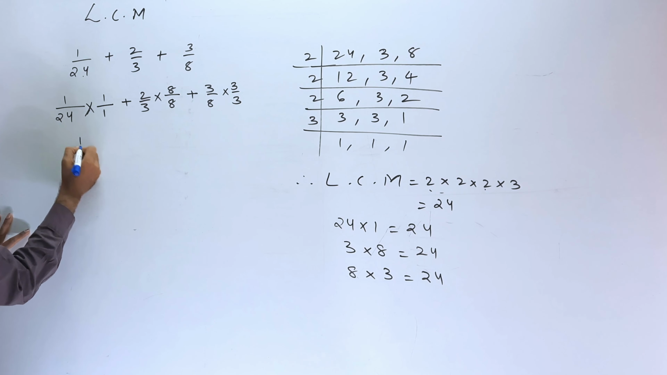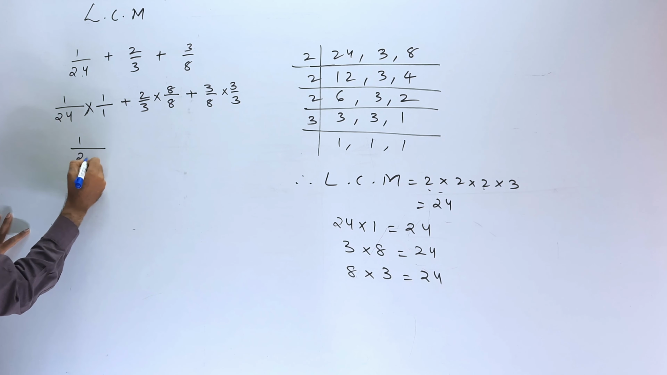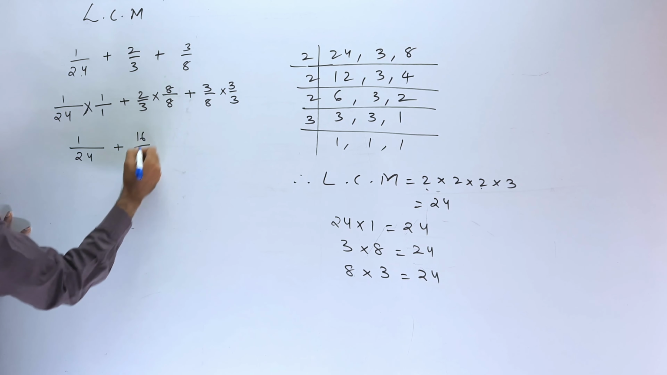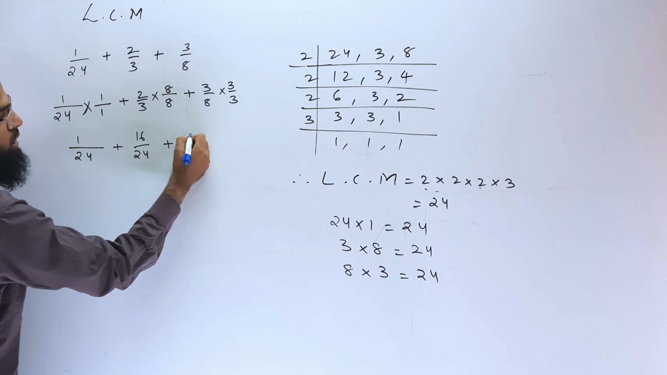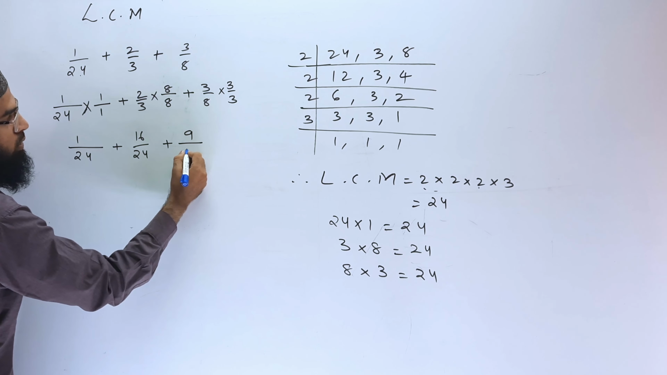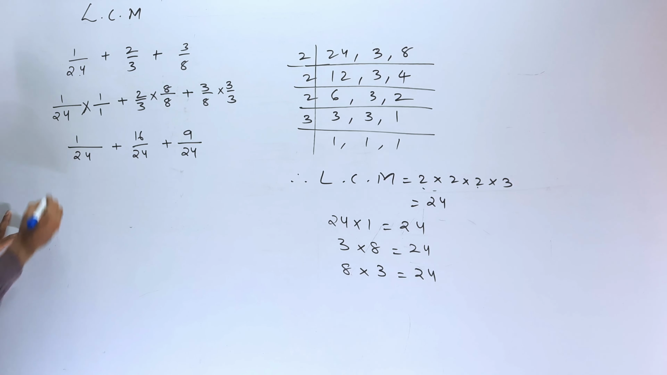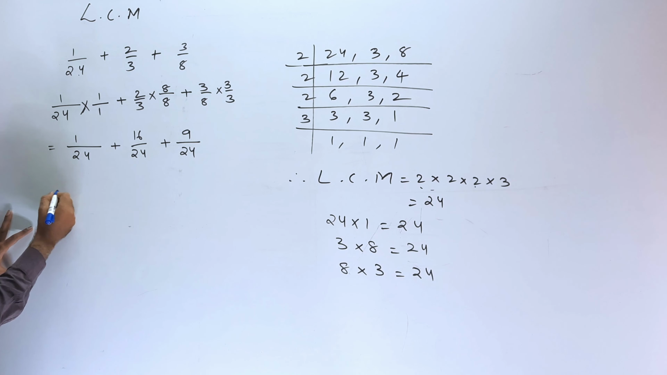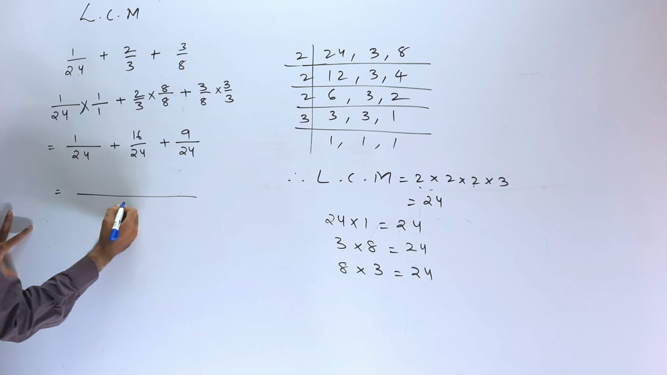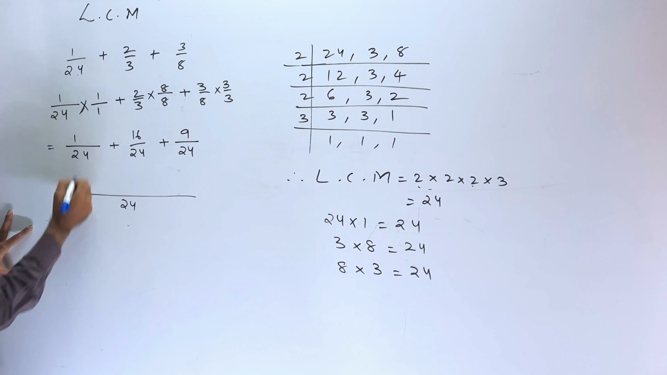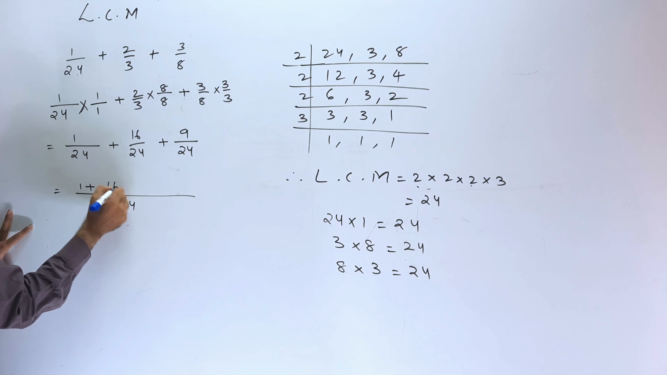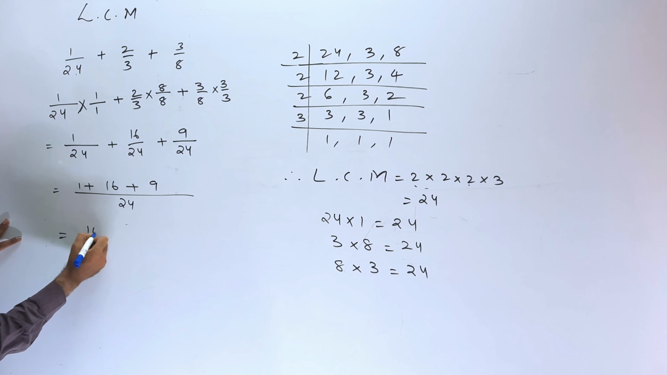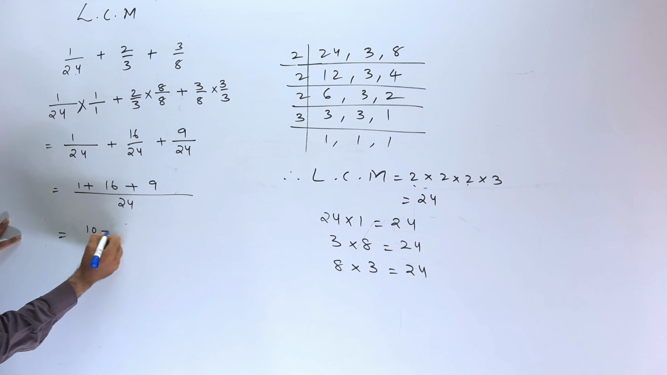Next, 1 ones are 1, 24 ones are 24. Plus 2 8s are 16 by 3 8s are 24. Plus 3 3s are 9 by 8 3s are 24. Here the denominator is the same for all, that's why they take this as 24. Next they will add the numerators, 1 plus 16 plus 9. So 9 plus 1 is 10, 10 plus 16 is 26.